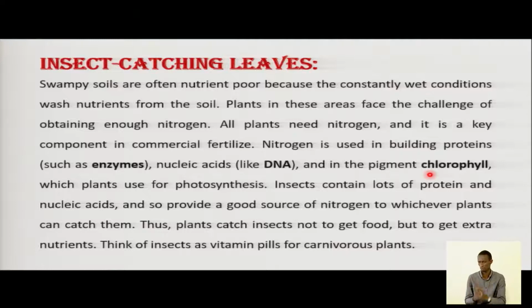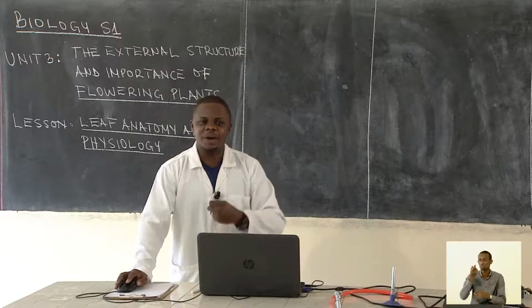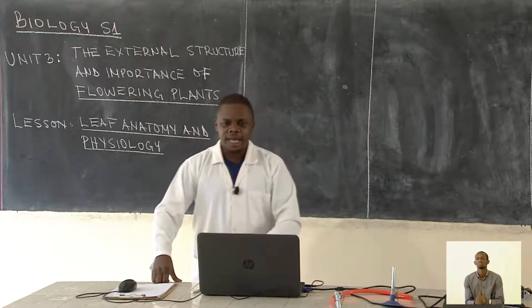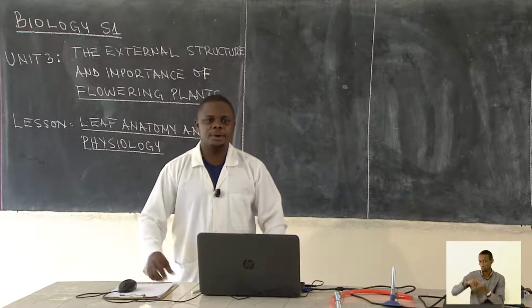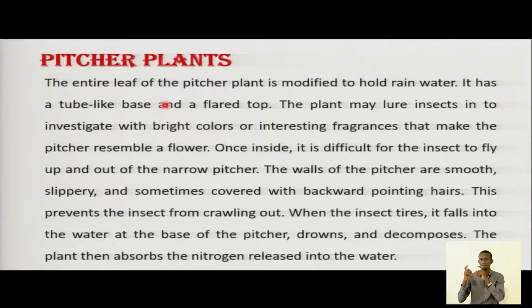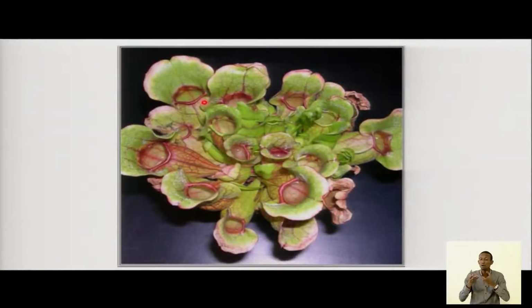It comes from insects, which are trapped by insect-catching leaves. Let us take an example. Here we have pitcher plants. Pitcher plants are plants which are modified for catching insects. Like you see in this plant, inside it is slippery and smooth.